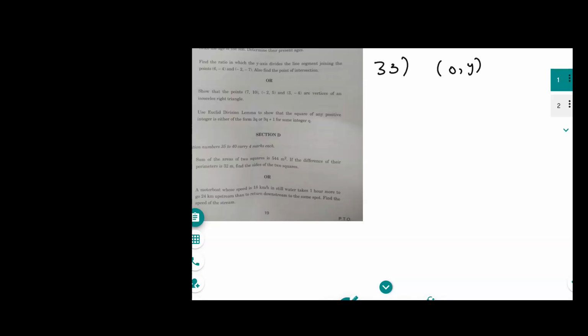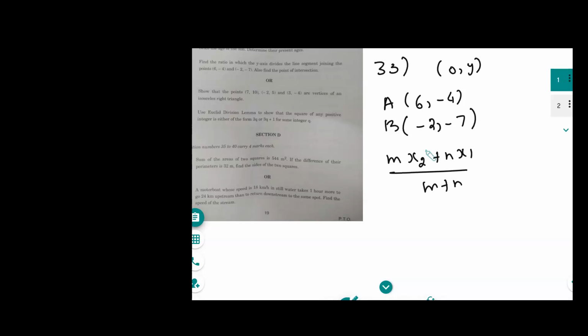He says the ratio in which the y-axis divides a line segment joining the points. So let us take A to be (6, minus 4) and B (minus 2, minus 7). Now we don't know the ratio. Let the ratio be m and n. Now we know the x coordinate is (m x2 plus n x1) by (m plus n), and the y coordinate is similar.